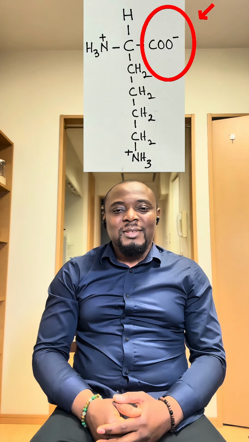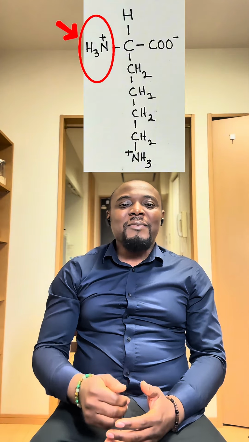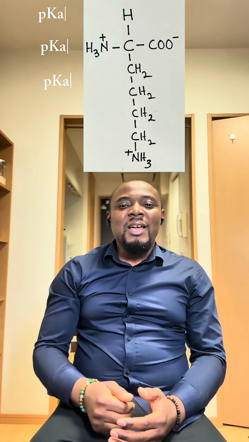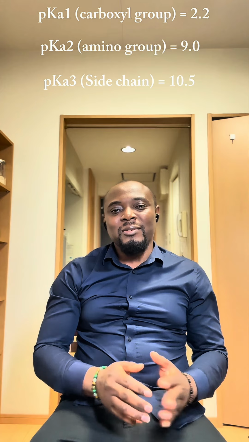Some amino acids have side chains that can gain or lose protons depending on the pH of the environment. Such amino acids include lysine, arginine, histidine, and glutamate. Because of the presence of these ionizable side chains, these amino acids usually have more than 2 pKa values. Let us now look at the pKa values of lysine. Lysine has 3 ionizable groups: the alpha carboxyl group, the alpha amino group, and an extra amino group in the side chain. Each of these ionizable groups has a different pKa value.